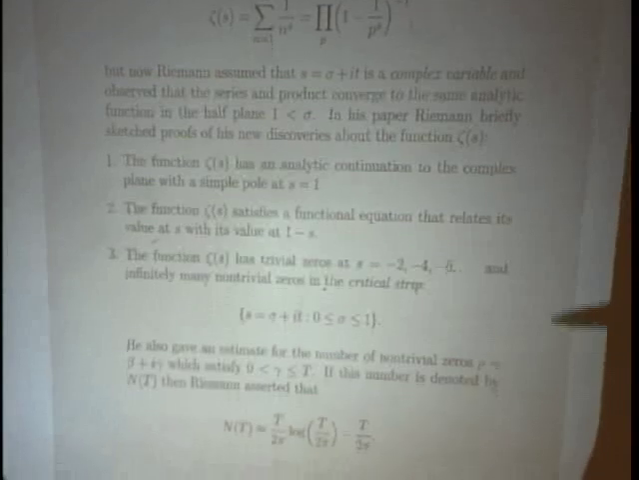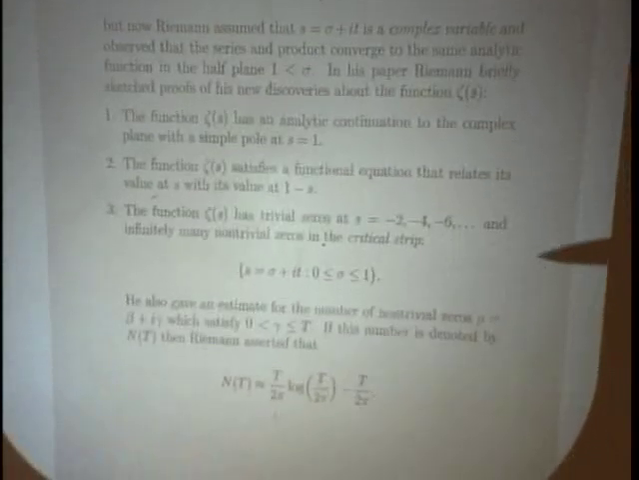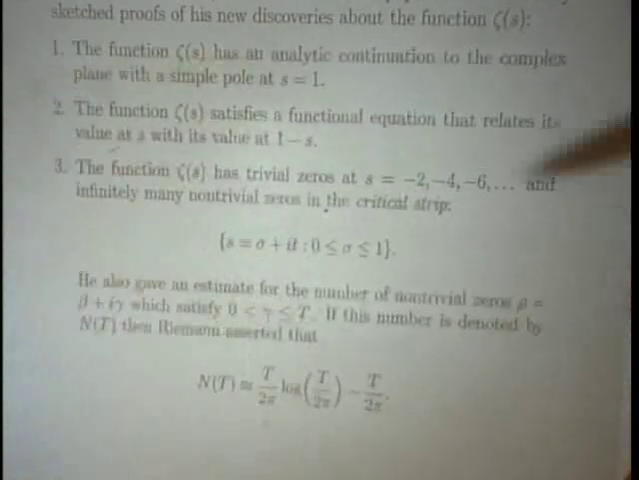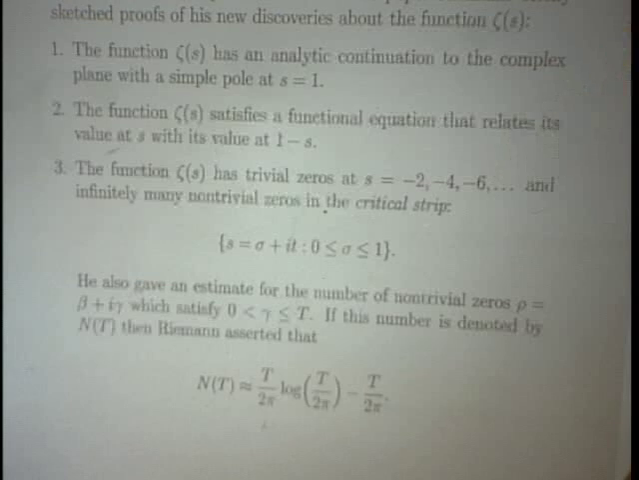He observed that the zeta function occasionally takes the value 0, not in the part of the complex plane where it's defined in this fashion, but over on the left-hand side of the complex plane at -2, -4, -6, -8, and so forth. Those are called the trivial zeros because they're easy to find.